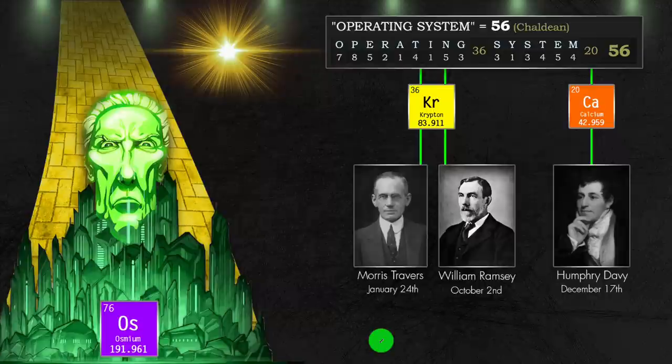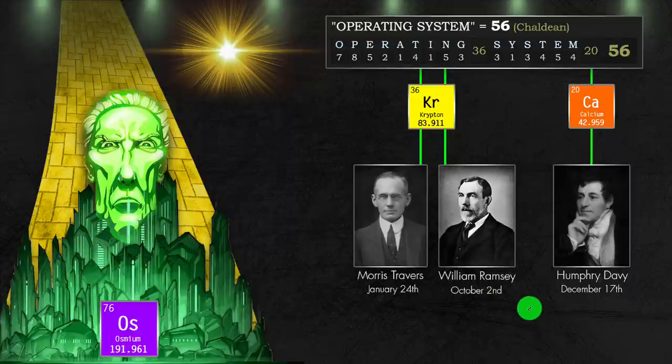And so to finish this topic up right here, if you weren't already blown away, and this completely blew me away last night when I just found this stuff. Here are the three guys that were involved in the discoveries of these two elements. Obviously, these two elements are big because they perhaps describe the Wizard of Oz and the operating system that we all live through, which obviously the sun has a big say in all this. So these two guys right here, please go fact check this. These two guys discovered krypton, Morris and William, and then Humphrey Davy discovered calcium.